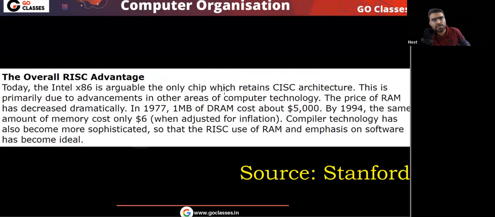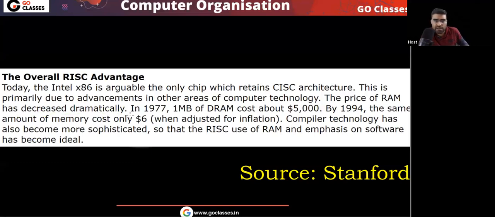What is the reason? If someone asks you why nowadays we don't use CISC architecture, the answer is: because nowadays memory is very cheap. Yes or no? You can purchase 16 GB RAM, 32 GB RAM. You can have 8 GB RAM in your computer. So nowadays RAM is very cheap. This advancement happened because of computer technology. You can see the price of RAM has decreased dramatically.